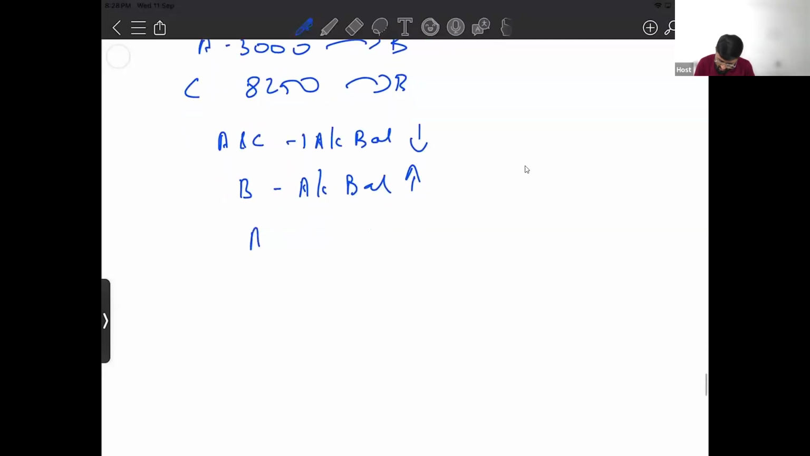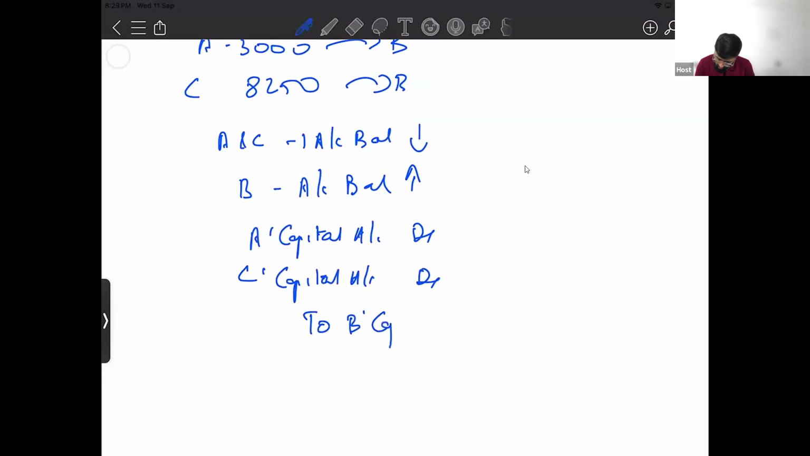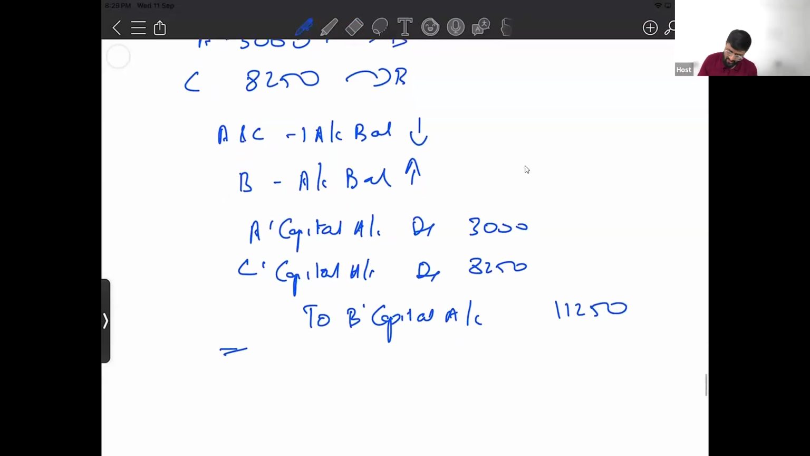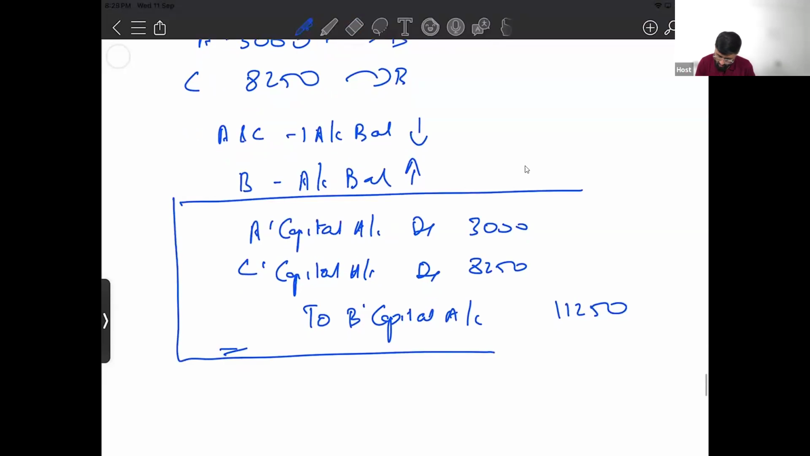So what will be the journal entry? A's capital account debited. B's capital account debited. Sorry, A's and C's capital account debited to B's capital account, 3,000, 8,250, 11,250. Being B's share of goodwill debited to A and C's capital account.